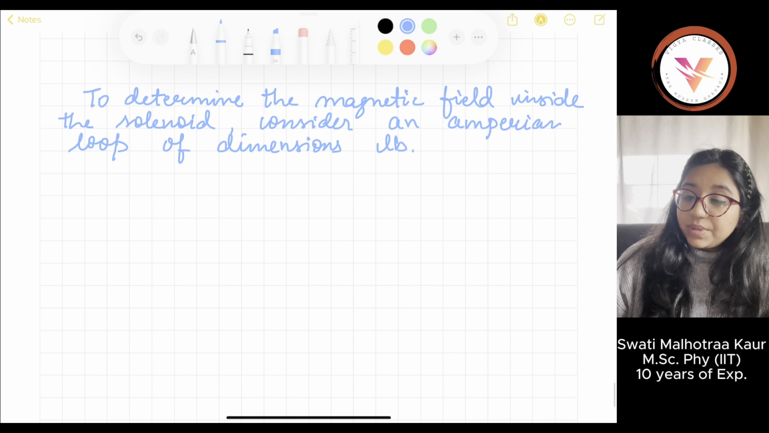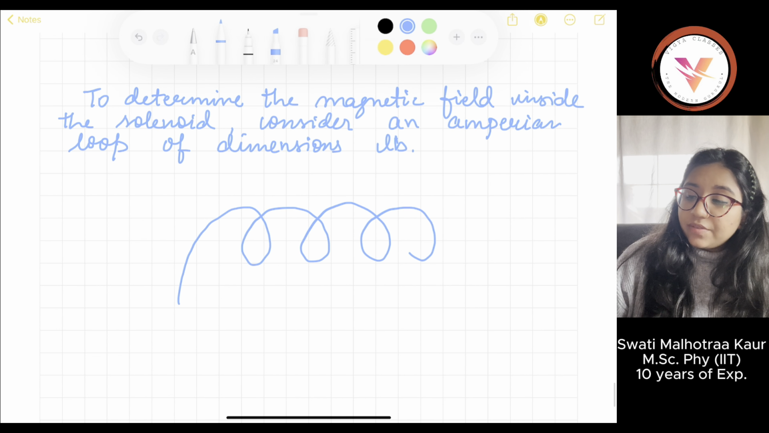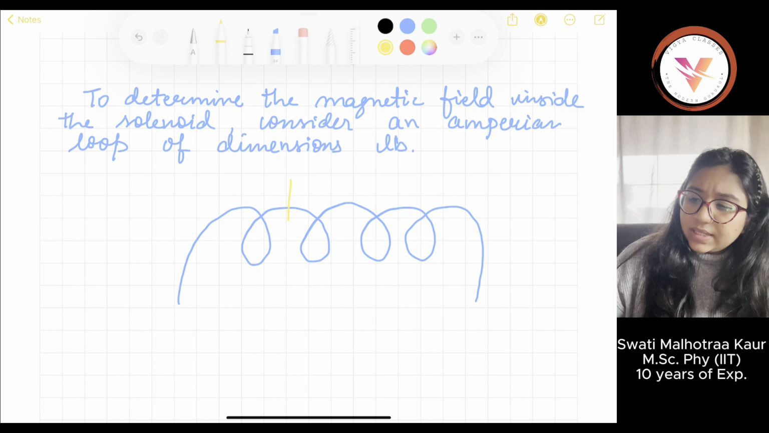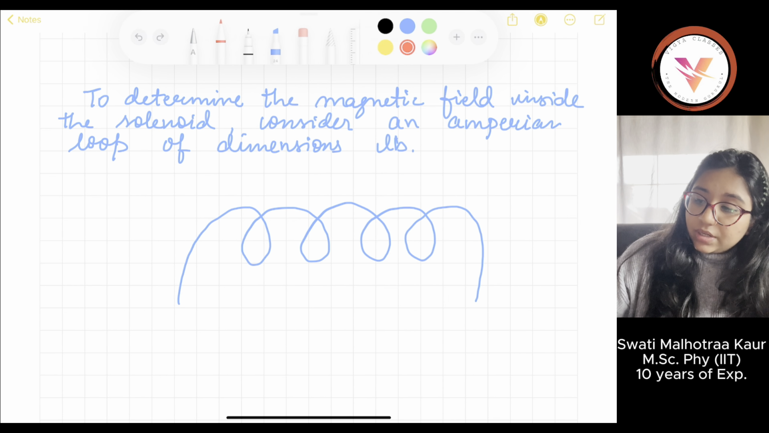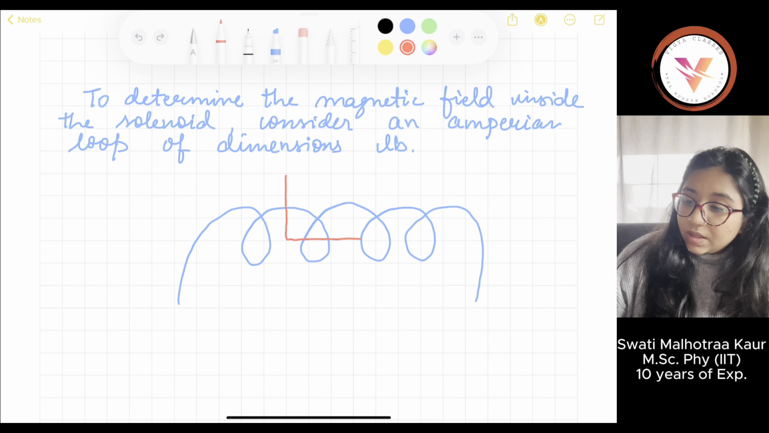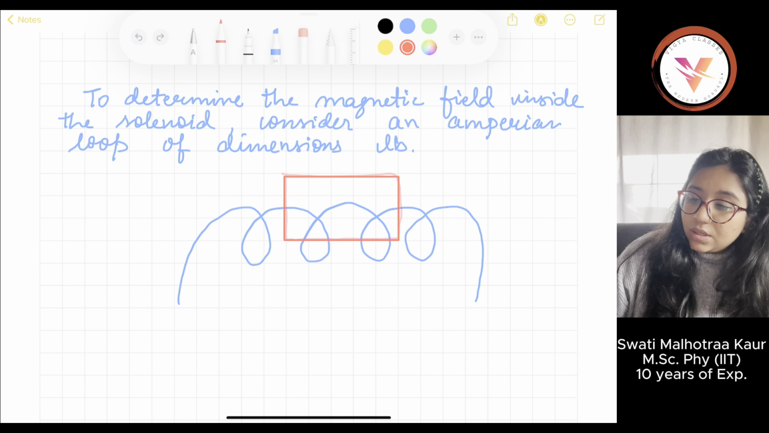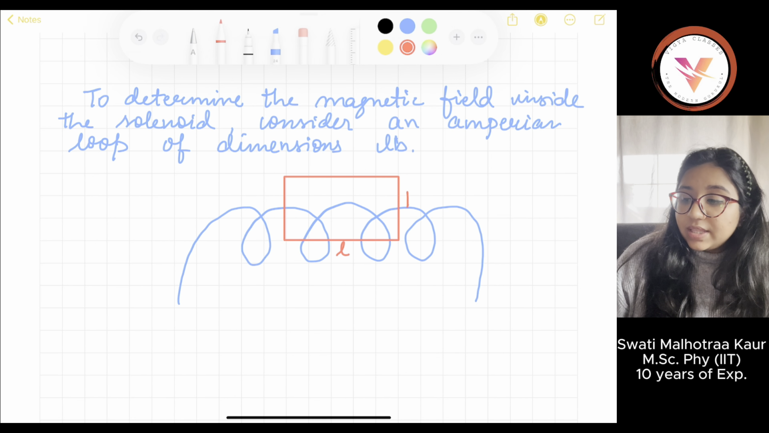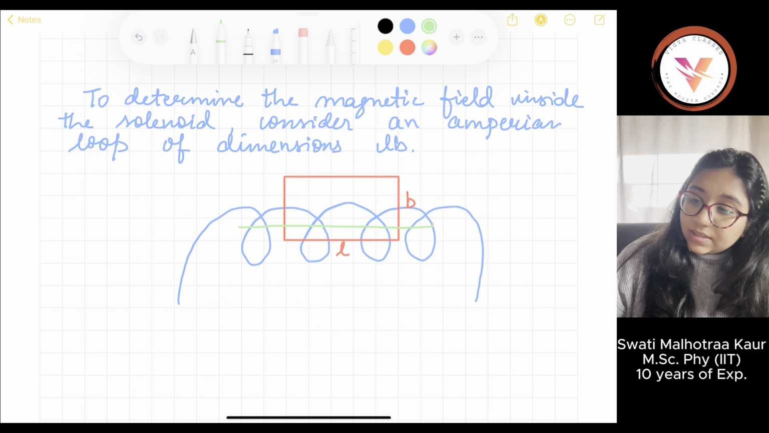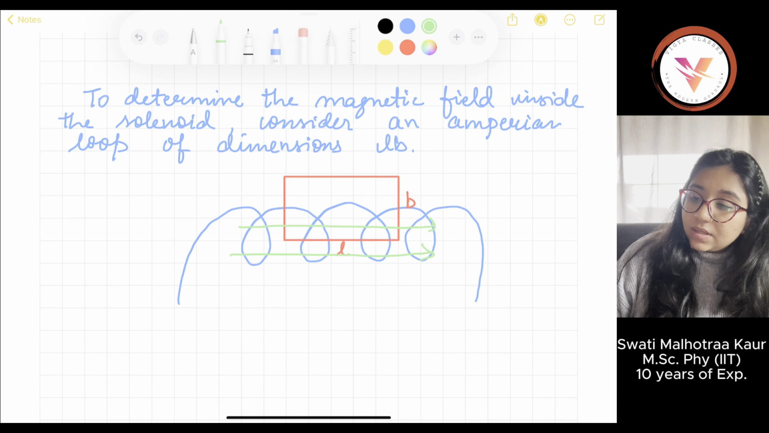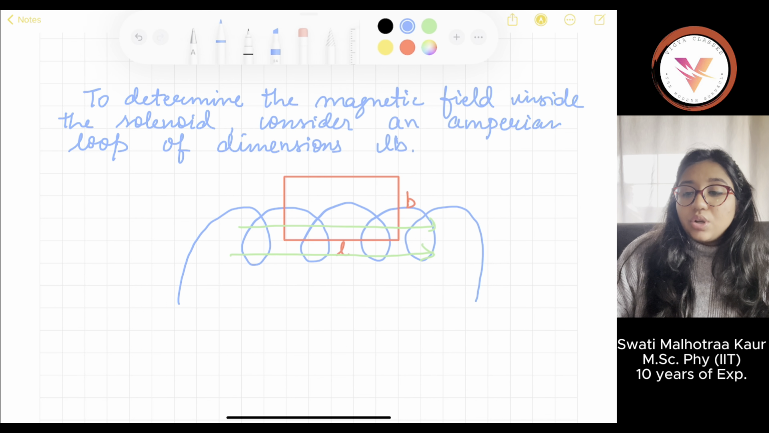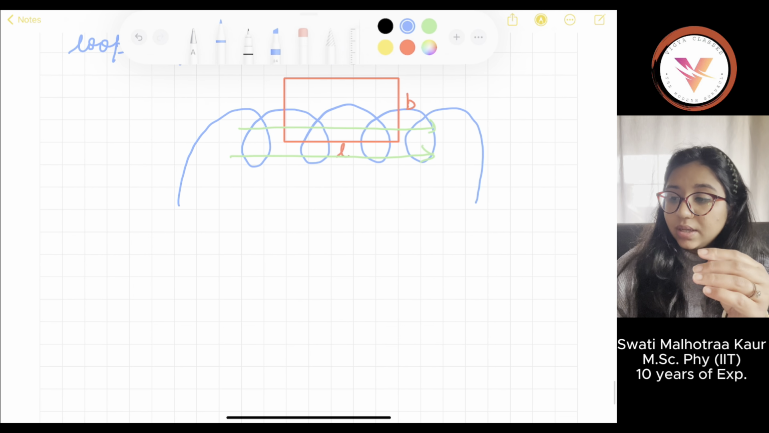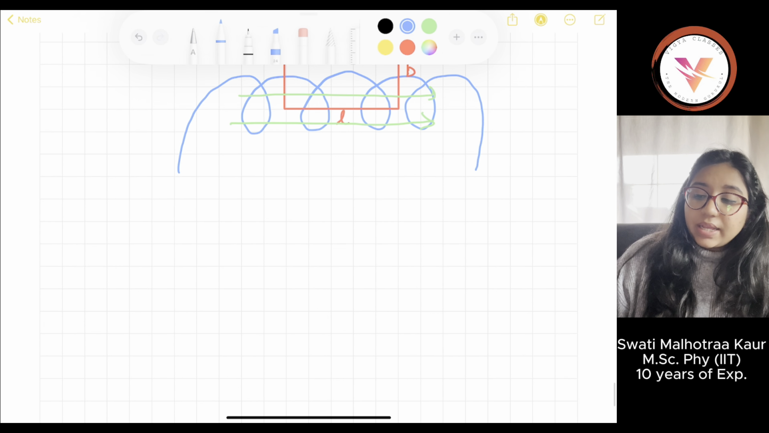Okay, that means you have this solenoid. I'm just making a bigger one, and let's take this as my loop, of length L and breadth B. Now the magnetic field is like this. So now here we have to consider the current I flowing in the solenoid.